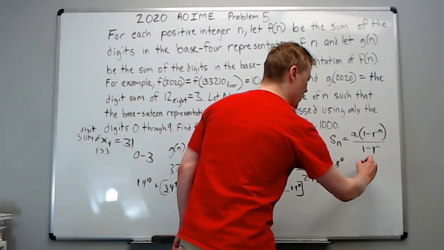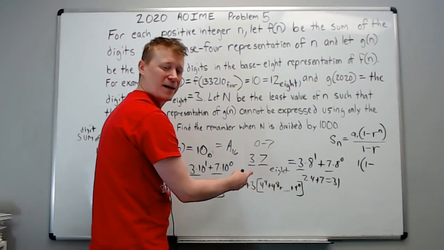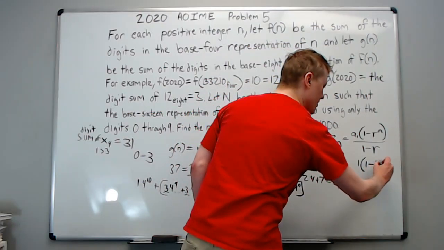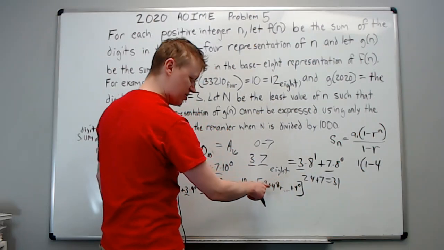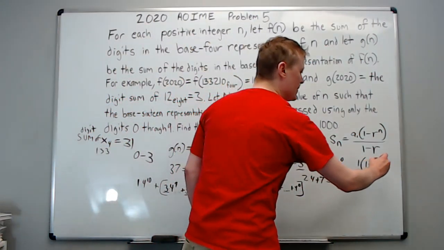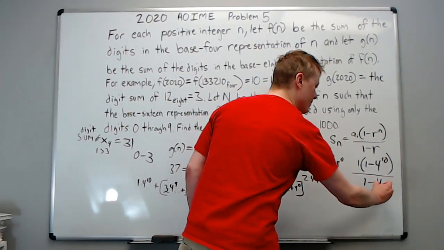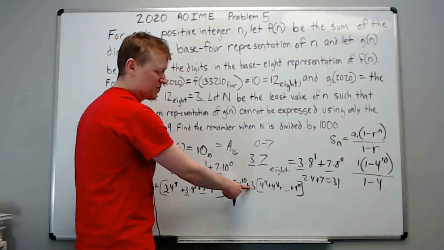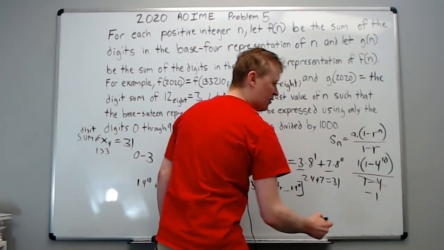We got a 3 outside, don't forget later. So we're going to get 1 times 1 minus r. What's the common ratio? Well, it's multiplying by 4 each time because the base is a 4. So the common ratio is 4, and how many terms do we have? Don't forget there's actually 10 terms from 0 to 9, including the zeroth power term. So 1 minus 4 to the 10th over 1 minus 4. 1 minus 4 is negative 3, and we have a positive 3 right here, so I'm just going to cancel over here to get negative 1.